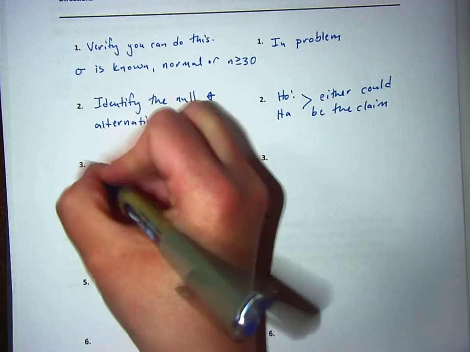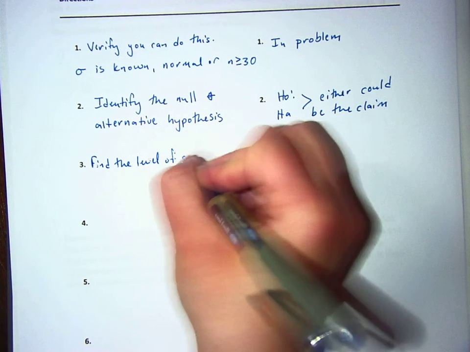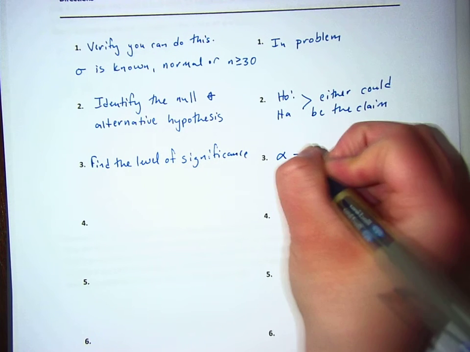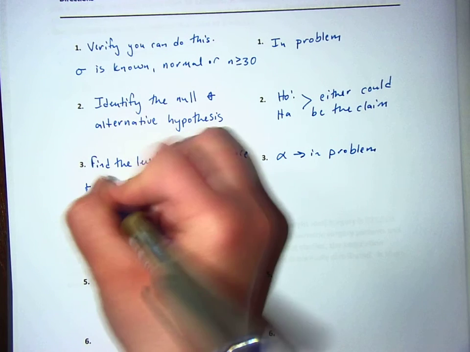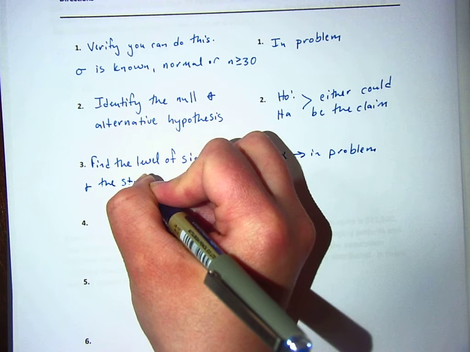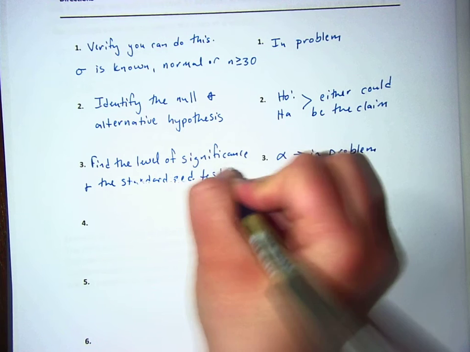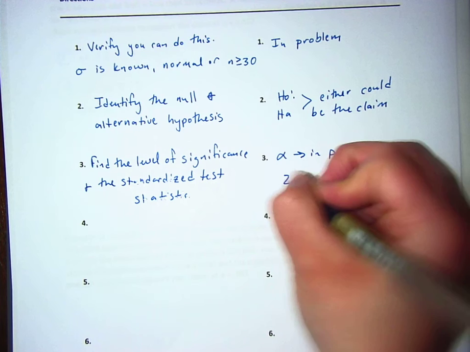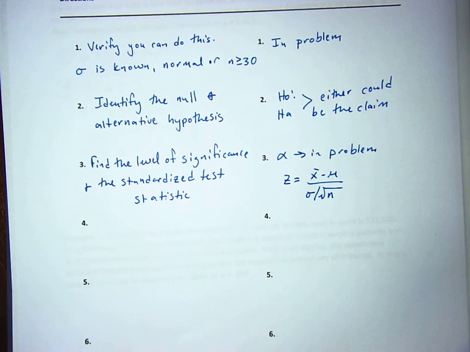Step 3. Find the level of significance. That's in the problem, that's just alpha. And the standardized test statistic. And that is the same formula we used last time, x bar minus mu over sigma divided by the square root of n.